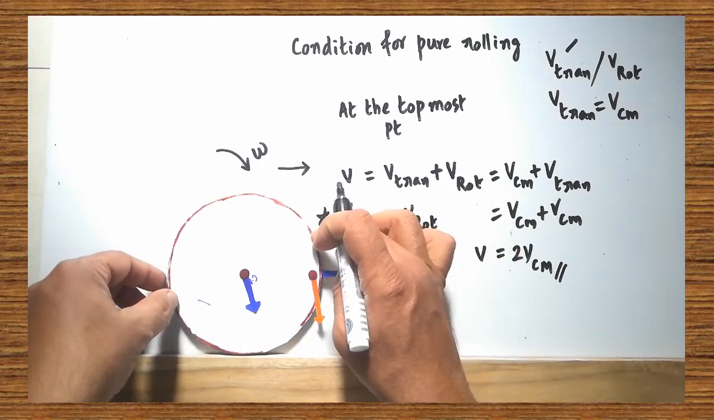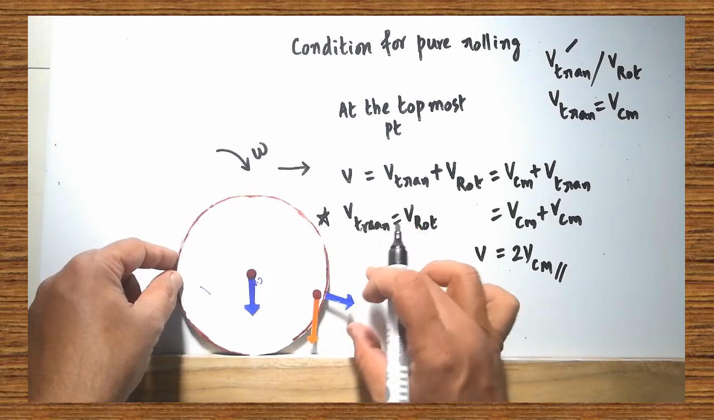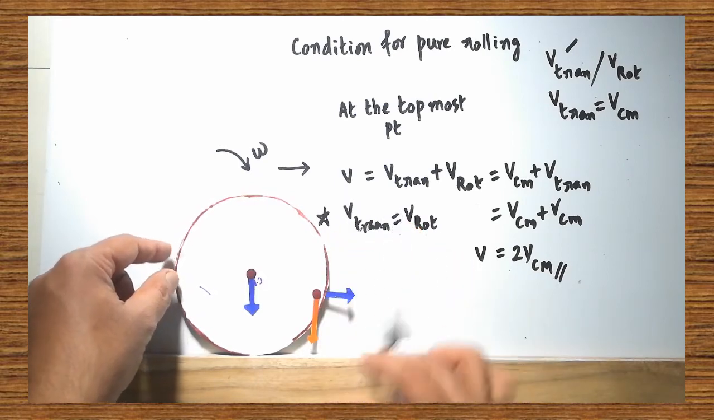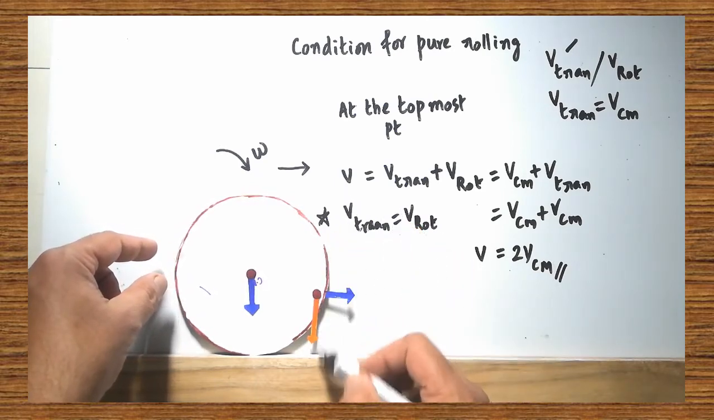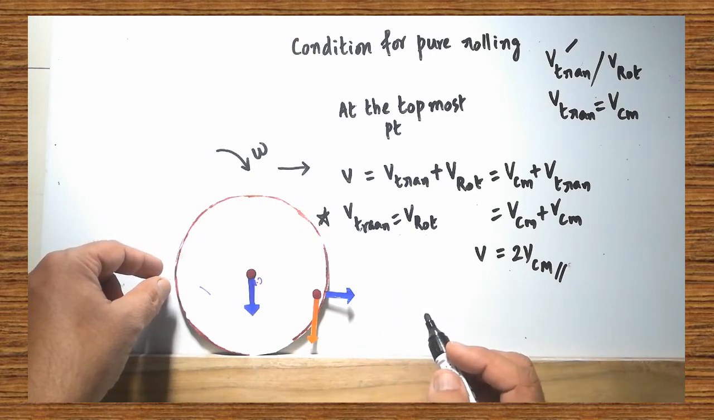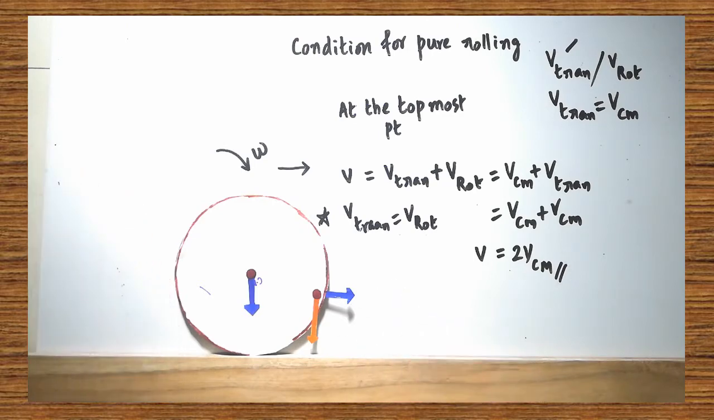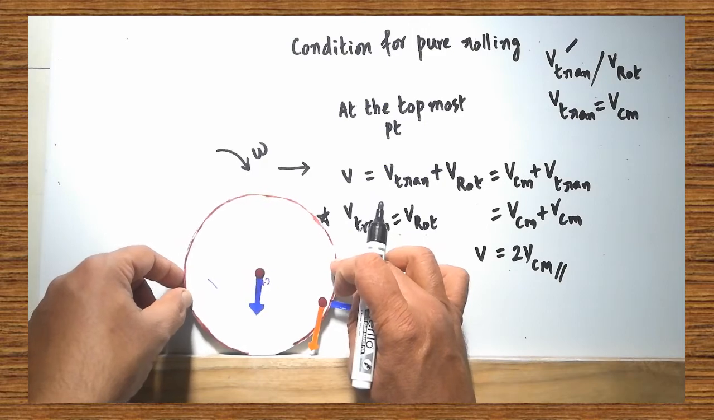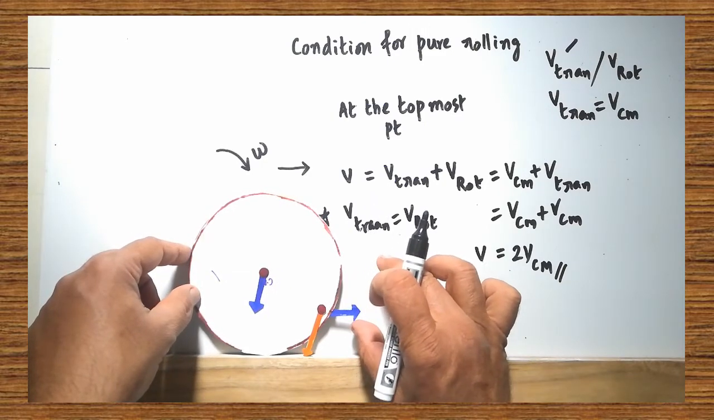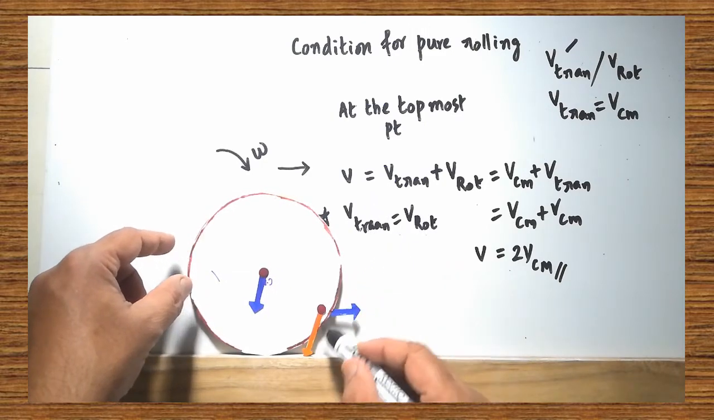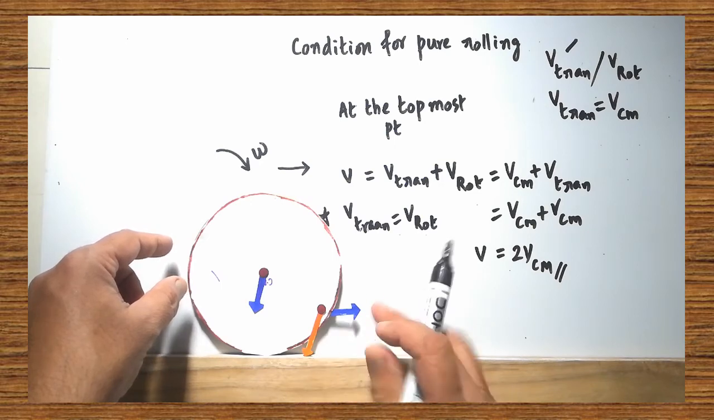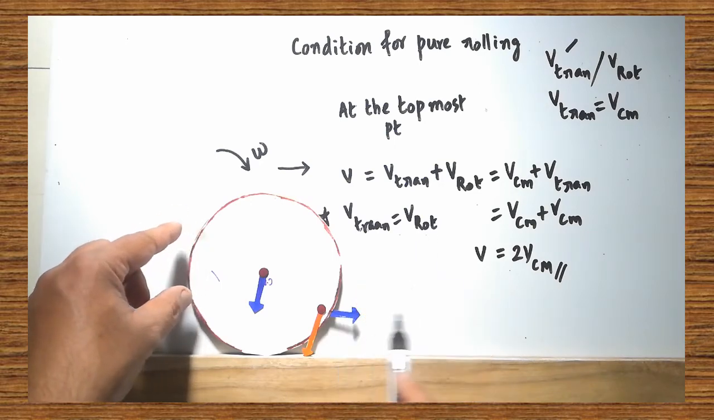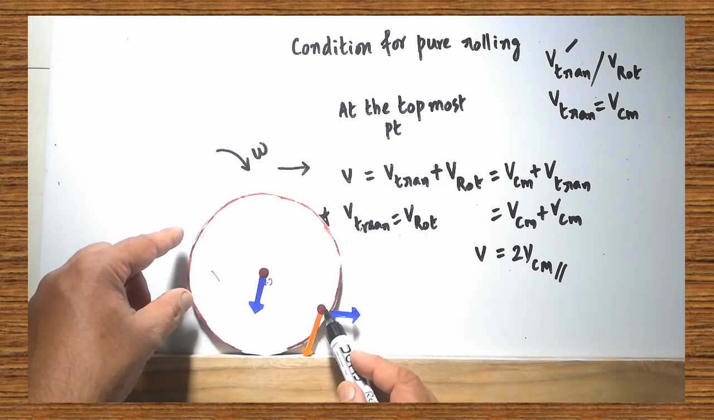if it is further rotated, look at that. V translation will be acting in this direction. V rotation will be acting in this direction. Are you clear? So, if it is further rotated, look at that. This is the direction of the V translational. This is the direction of the V rotational. So, always V translation will be acting in this direction. The orientation of the V rotational is always changing.